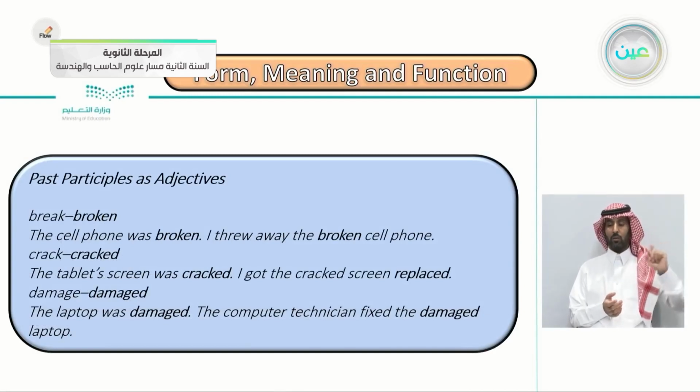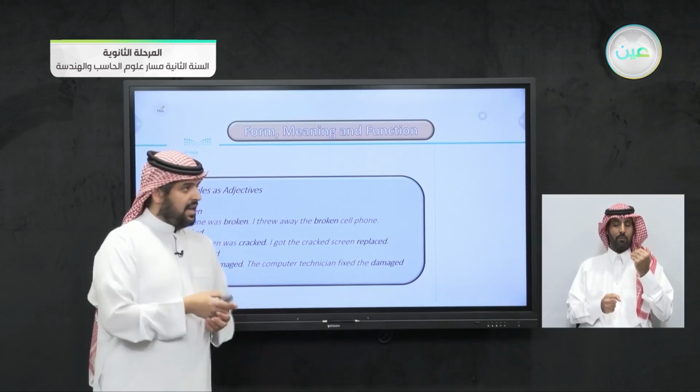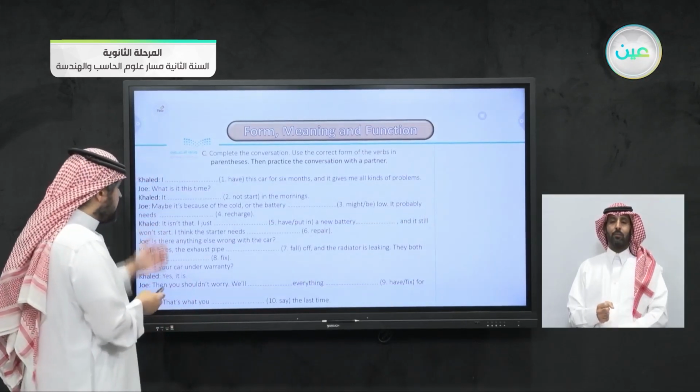Here are the past participles as adjectives. You can use some past participles as adjectives. For example, the past participle broken: break, broken. You can say the cell phone was broken. I threw away the broken cell phone. Crack, cracked. The tablet screen was cracked, or I got the cracked screen replaced. Damage, damaged. The laptop was damaged. The computer technician fixed the damaged laptop. So some past participles can be used as adjectives.